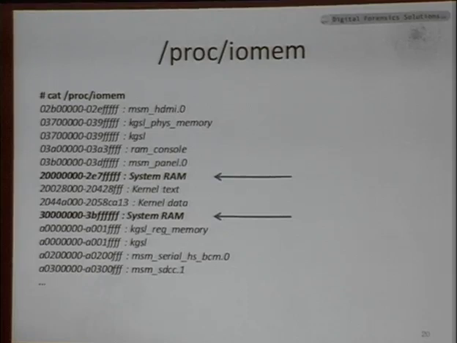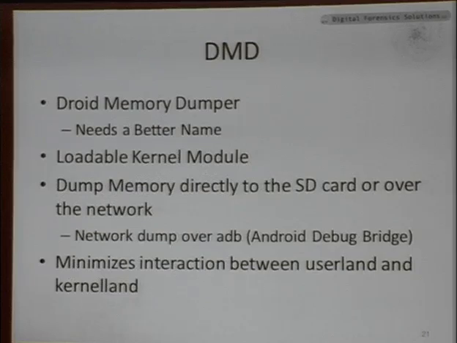So rather than seeking through all the known address space and trying to determine whether that address space is RAM or not, we just go through that resource and look for the System RAM, and then we copy it out, and we can write it to the SD card, or we can send it over the network. This is designed to do one thing, and it does it pretty well. And it does it all in kernel land, so that means less context switching, which means faster.